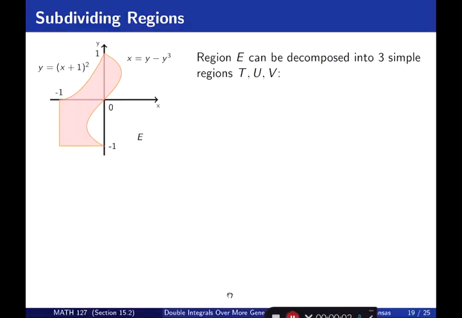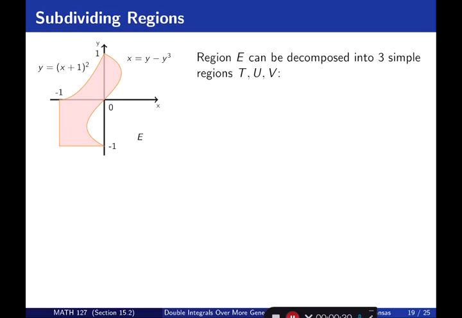We're continuing with section 15.2 and subdividing the regions again. More general regions, subdividing the regions. Let's look at this region E to the left, and that's basically bounded by x equal to -1, y equal to -1, x equal to y minus y to the third, and y equal to (x plus 1) to power 2.